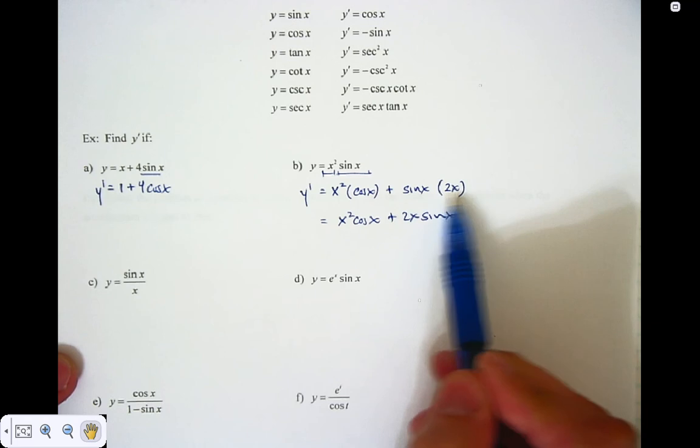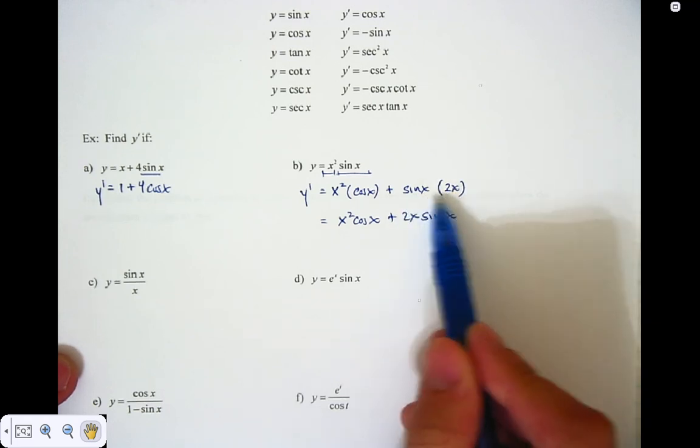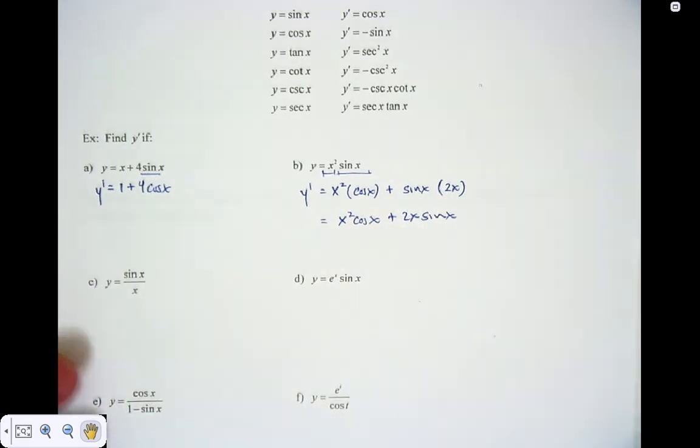And we would put this 2x in front of the sine x just so we don't get confused and think that maybe that's part of the argument there. That's not what happens, right? So that's in front. Okay.